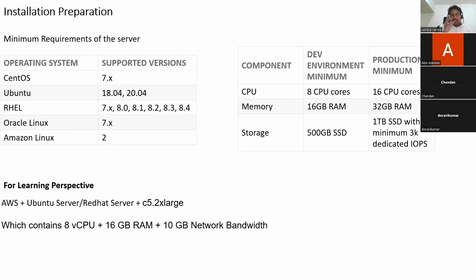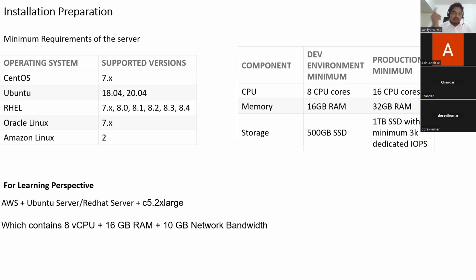When we come to the infrastructure, like the CPU, memory, and storage, in a production environment, I'm talking about the production environment here, you minimally require 16 CPU cores, 32 GB RAM, and 1 TB SSD, and you require 3000 input/output operations per second. Why do we require this much? When you bring in more and more incidents and more playbooks are working, it may need to run maybe 100 scripts at a time.